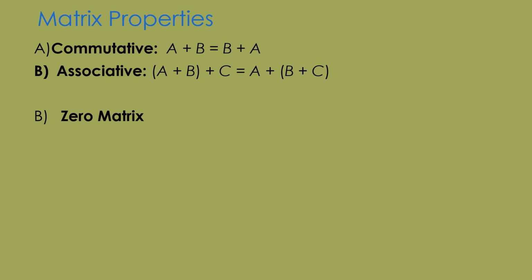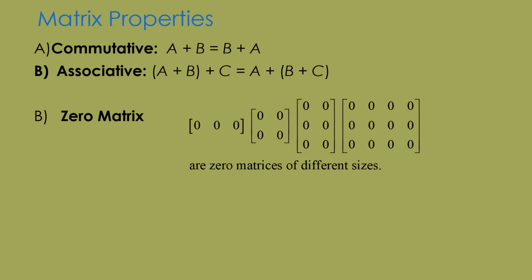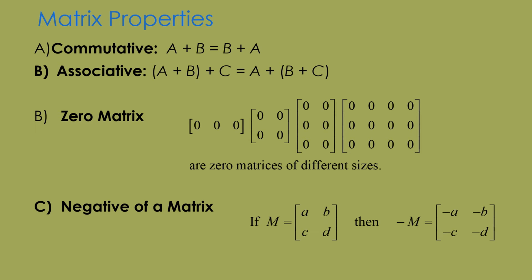We know that a matrix is called a zero matrix if all the elements are zero. It can be of any order. It can be 1 by 2, 1 by 3, 2 by 2, 2 by 3, 4 by 4, any order. But every element in that matrix will be 0. Negative of a matrix: if a matrix A is given or M is given, the negative of the matrix is obtained by changing the sign of each element in that matrix.